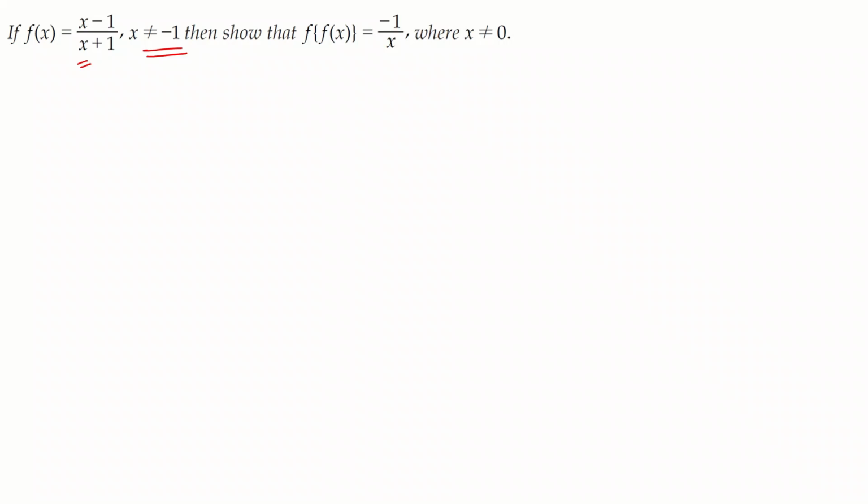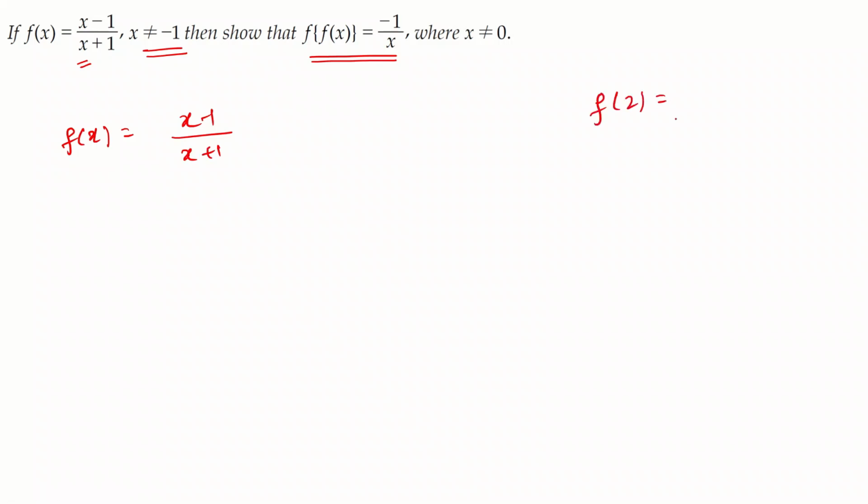Alright, so you have to understand these things from now on, that all those values of x for which the function will give you undefined results, you have to pay special attention to them. Now they ask you to prove that f(f(x)) is equal to -1/x. So what does f(f(x)) mean? Remember, if you are given f(x) is this thing, (x - 1)/(x + 1), and when I ask you to find out f(2), what do you do?